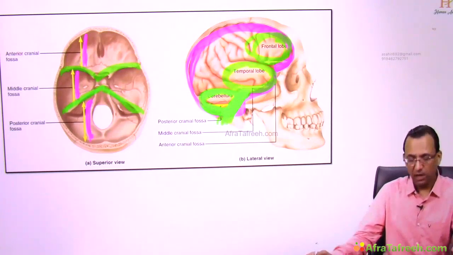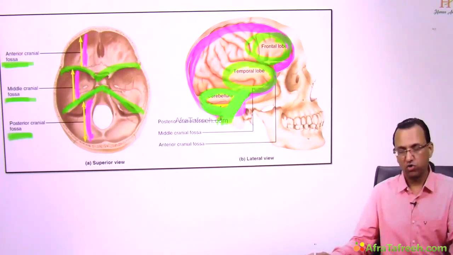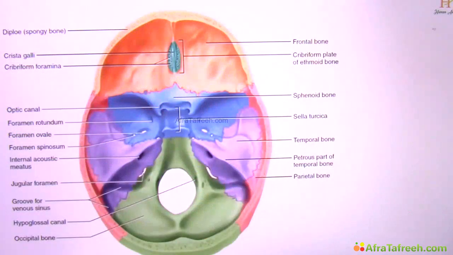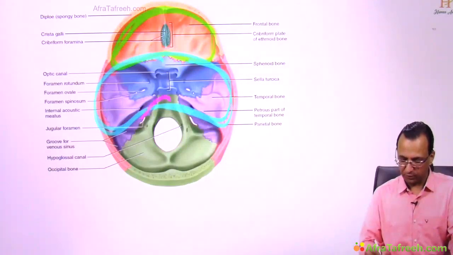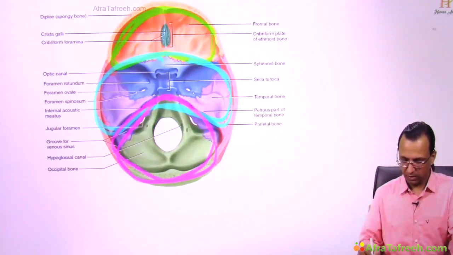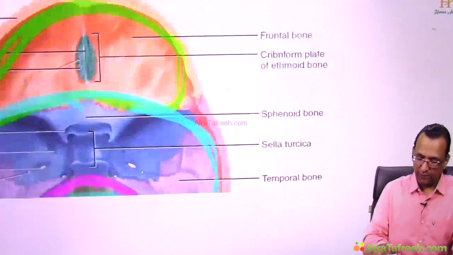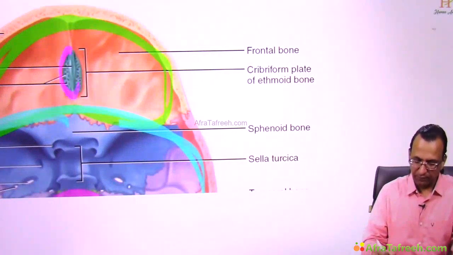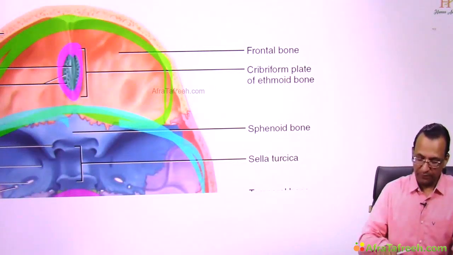Remove them and see the floor of the anterior cranial fossa, floor of the middle cranial fossa, and floor of the posterior cranial fossa now. This is the floor of the anterior cranial fossa, and there is the floor of the middle cranial fossa, and this is the floor of the posterior cranial fossa. What do you want to know there? I want to know some details. At the floor of the anterior cranial fossa, you see the cribriform plate of the ethmoid bone, which is also the roof of the nasal cavity.